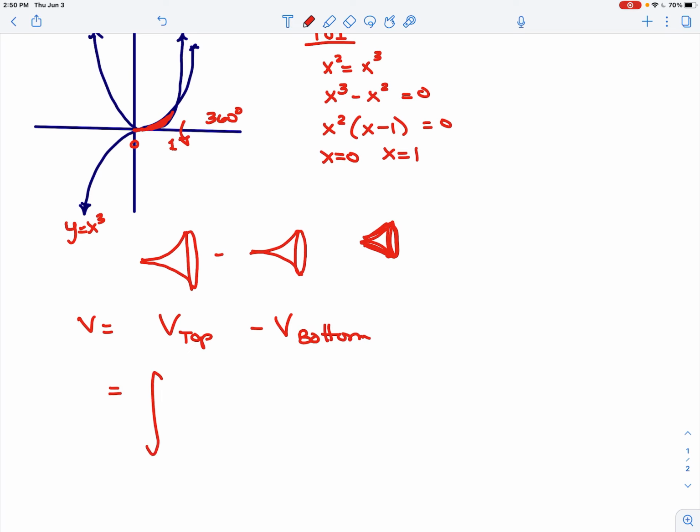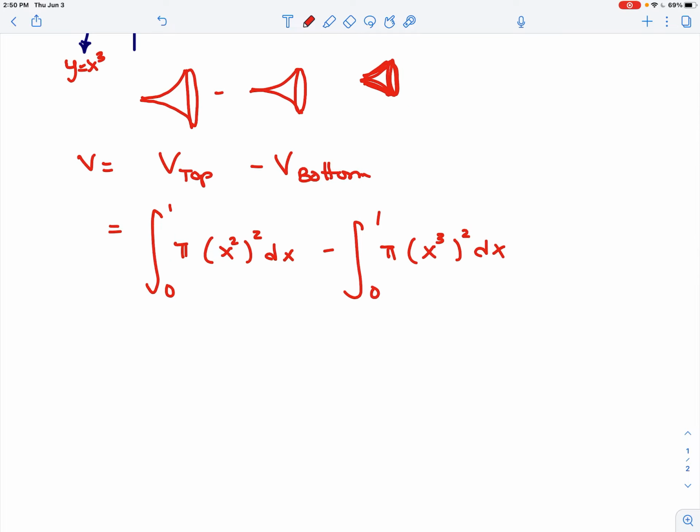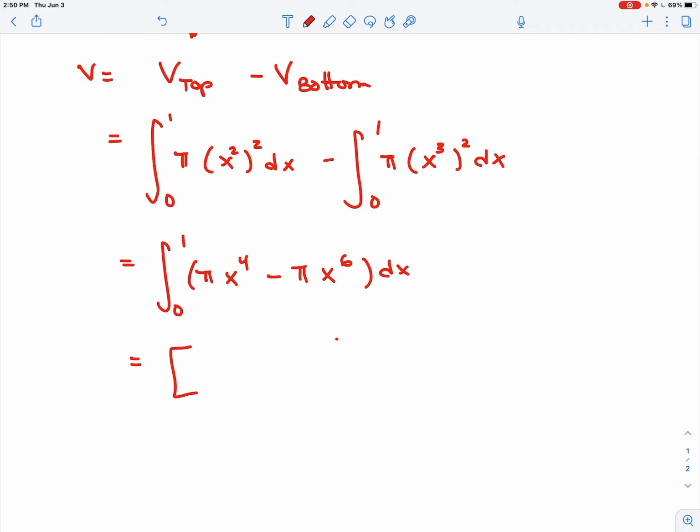All right, so the volume of the top is going to be from 0 to 1, pi y squared dx, this is a formula, and the top graph is the x squared, and then minus the integral from 0 to 1 of pi times x cubed, squared, dx. So you're subtracting those. Because they are going from the same boundaries, you can put them together. So we can actually say the integral from 0 to 1 of pi x to the 4th minus pi x to the 6th dx, and then we can integrate.